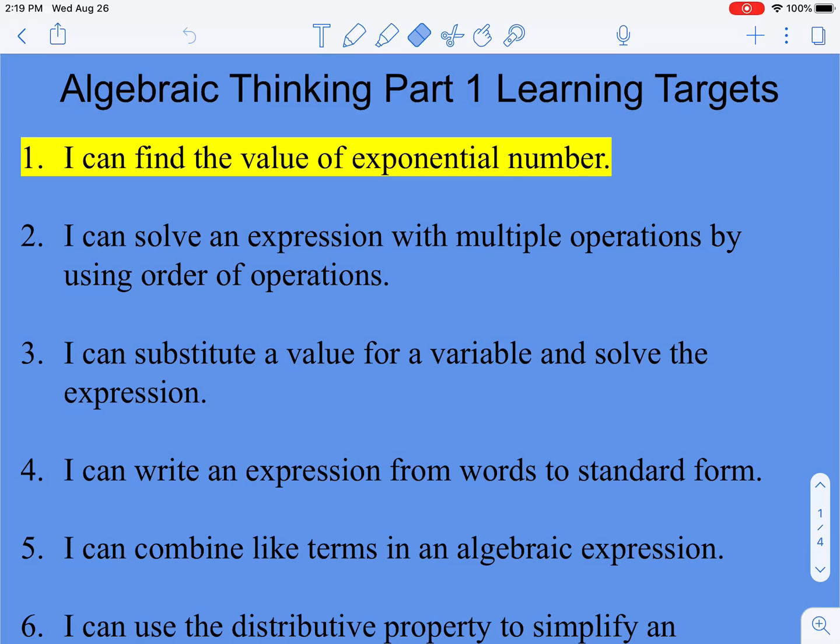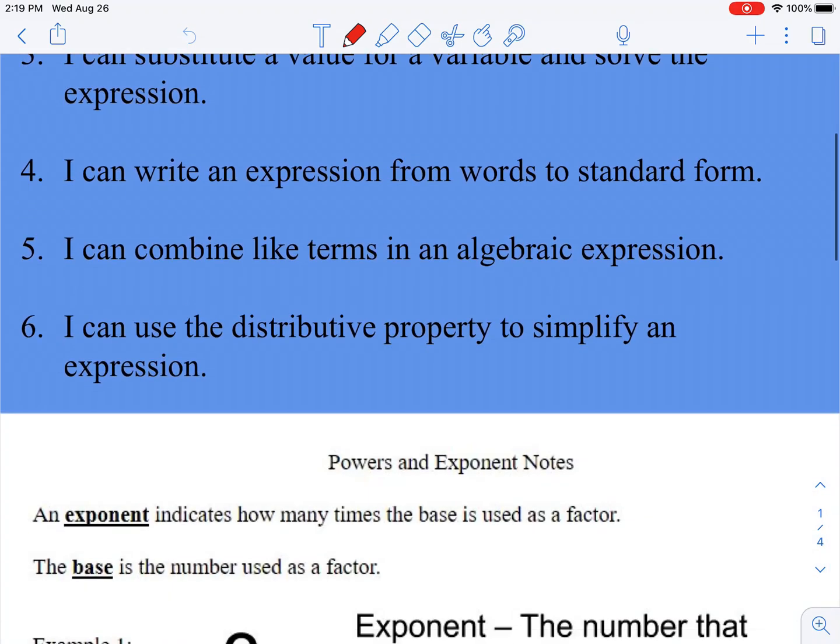All right, so our learning target today, as you can see it's highlighted in yellow, is I can find the value of an exponential number. And we're actually going to break this down into 2 lessons because yesterday from your assignment that you did, I could see that we needed to work on exponents. And to be really honest, I figured we would need to, and that's okay because like I said, we've been out of school a long time.